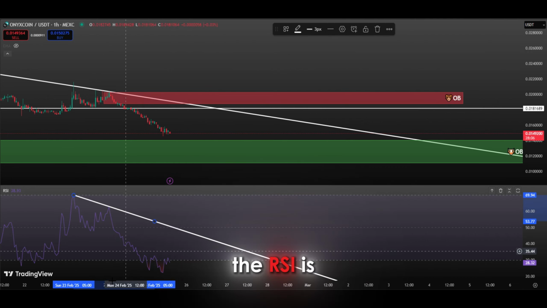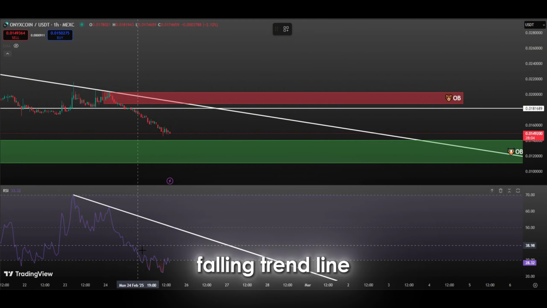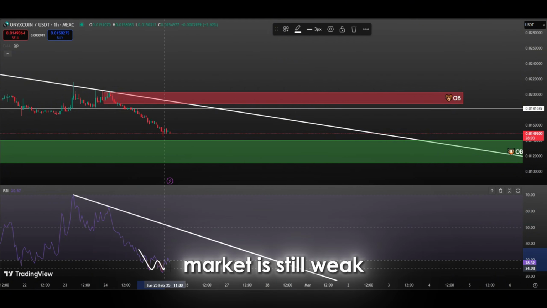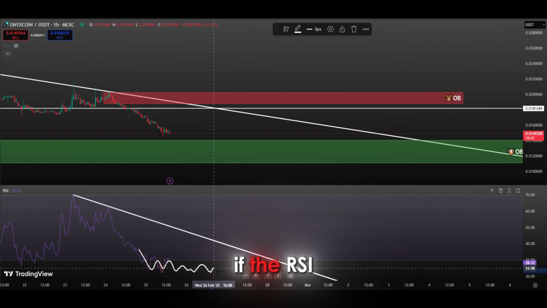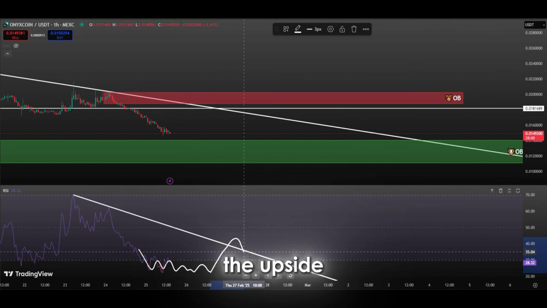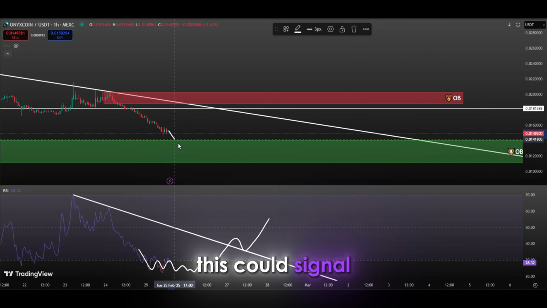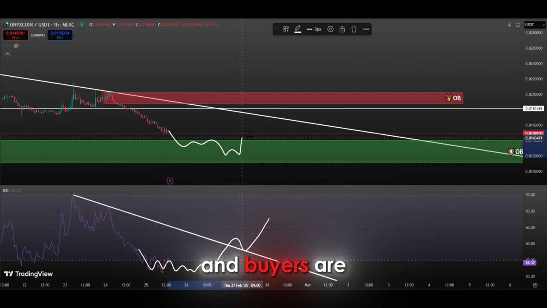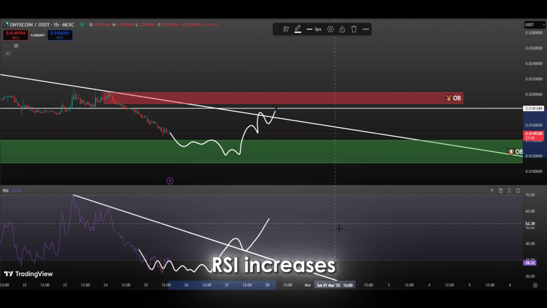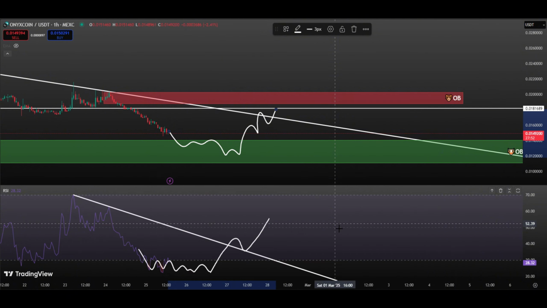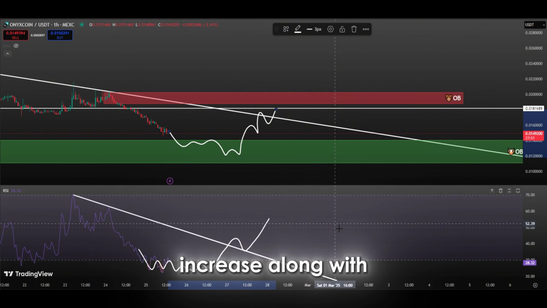Currently, the RSI is moving along the falling trend line, indicating that the market is still weak and buyers are not gaining enough strength. However, if the RSI breaks this falling trend line to the upside, this could signal that a change in momentum has started and buyers are starting to gain strength. And when the RSI increases after breaking the trend and retesting, the price will increase along with the RSI.